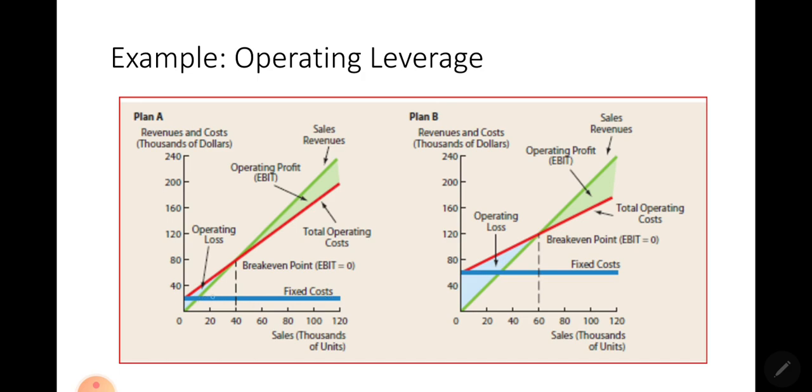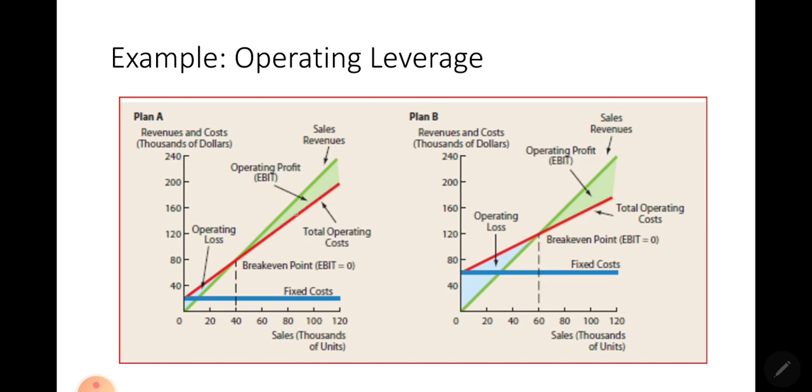This horizontal line is the fixed cost, because it will not vary with the level of production. So whatever the sales, the fixed cost will have to be paid. The green line over here is the sales revenue. So as the number of sales increases, the sales revenue amount will increase. And from here you can see these are the total operating costs.